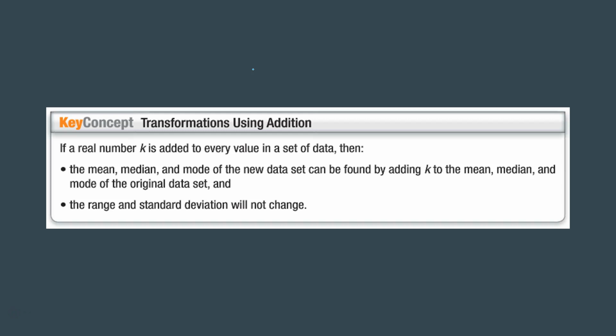And this is exactly what we were doing: transformations using addition. Make sure you write this down. And this is the kind of problem that we just completed. If we have our mean, median, and mode, to have a transformation using addition, we simply add k to that mean, median, and mode. We add that to the original data set. And remember how our range and standard deviation did not change. Very important that those do not change, because they are not affected by it.